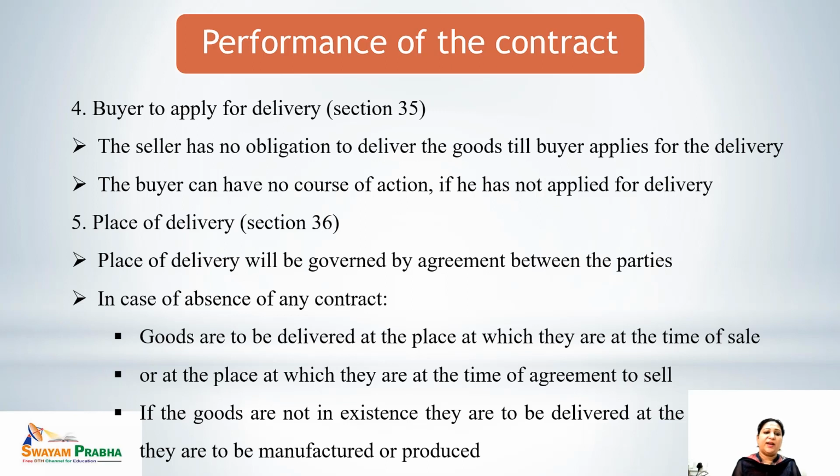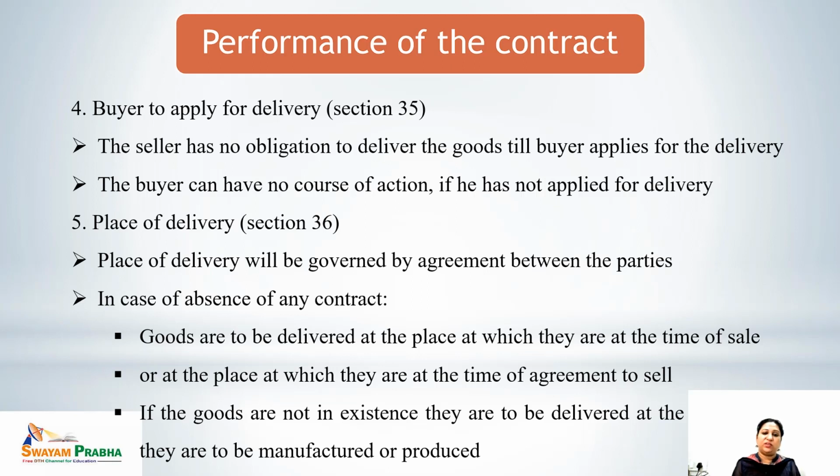Next condition is buyer to apply for delivery under section 35. The seller, without the application of the buyer for delivery of goods, is not bound to deliver the goods. That means the seller has no obligation to deliver the goods till the buyer applies for delivery. If the seller does not deliver without the asking of the buyer, the buyer cannot take any action against the seller. Means the buyer is to apply for delivery under section 35 of the Sale of Goods Act 1930. Only then the seller is bound to deliver.